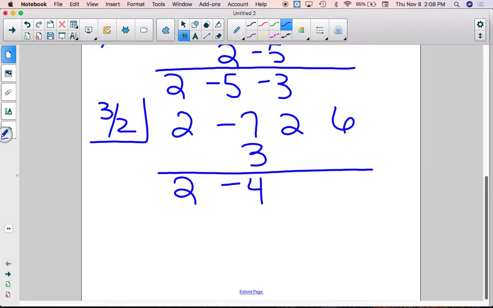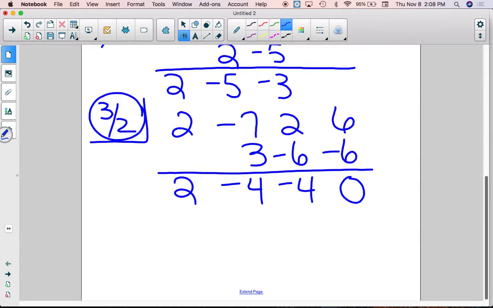Negative 6. And then there's a negative 4, so it'd be negative 6 again. 0 remainder, which is what we want. So that means one of my answers is 3 halves. That's one of my solutions. It's a cube, right? So you have 3 solutions.